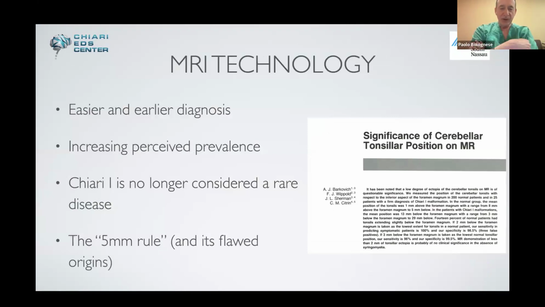Years later, first with the CAT scan and then with the MRI, the incidence of Chiari malformation started going up. It was no longer perceived as a rare disorder. And the 5mm rule was introduced by this article by Barkovich in the American Journal of Neuroradiology. The 5mm rule, for the neophytes, means that everything beyond 5mm from the foramen magnum is considered Chiari malformation, and anything shorter than that is not. The article had many methodological flaws, but that was the rule of the land for a number of years to come.